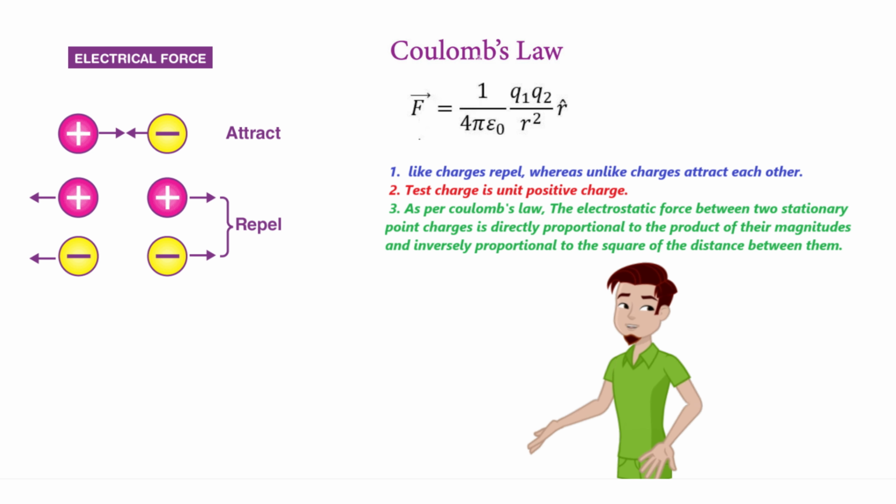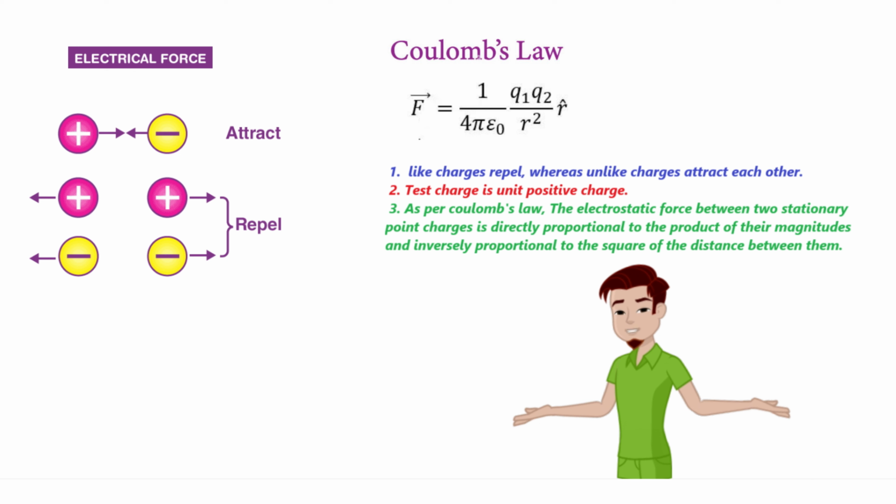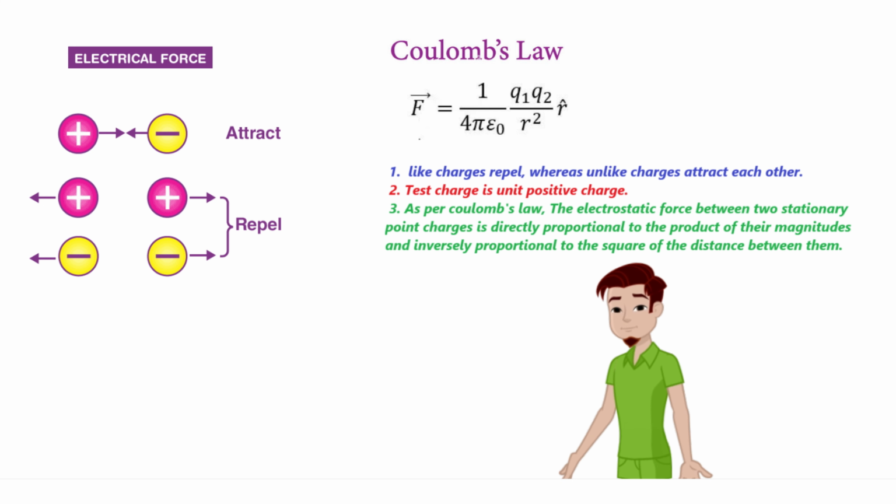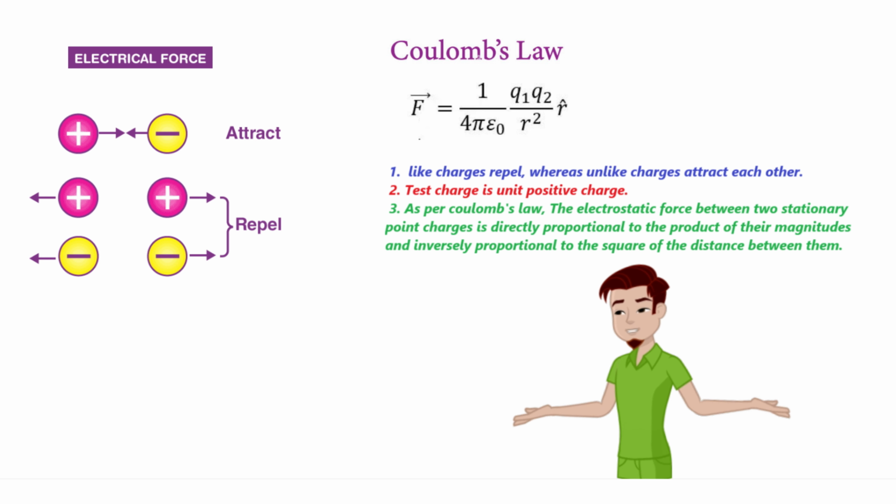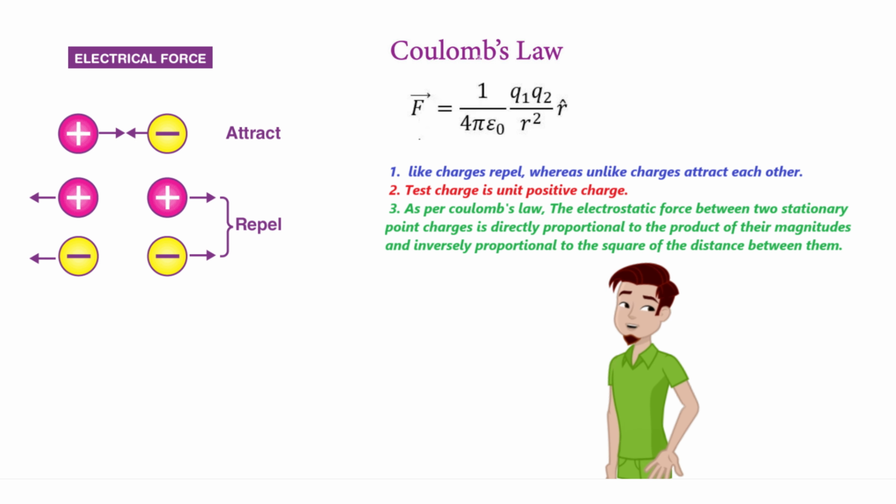In this video we will learn how to calculate net force for multiple charge distribution in order to solve numerical problems related to it. Before we move to the topic, we need to recall 3 points. Number 1, like charges repel, whereas unlike charges attract each other. Number 2, test charge is unit positive charge. And number 3, as per Coulomb's law, the electrostatic force between two stationary point charges is directly proportional to the product of their magnitudes and inversely proportional to the square of the distance between them.